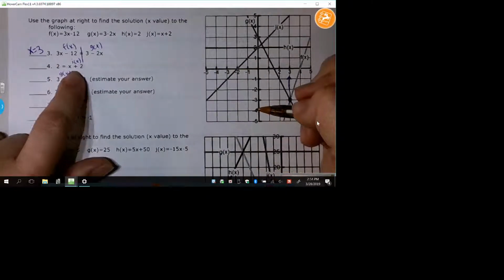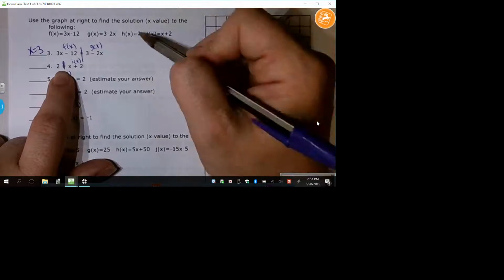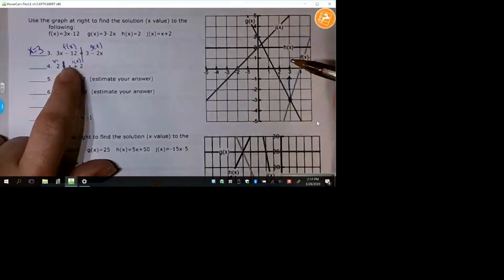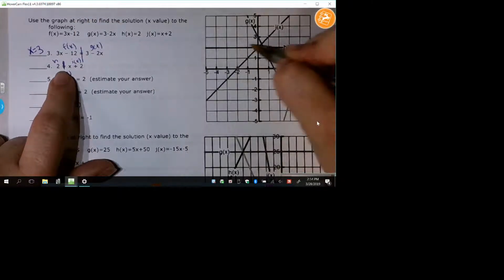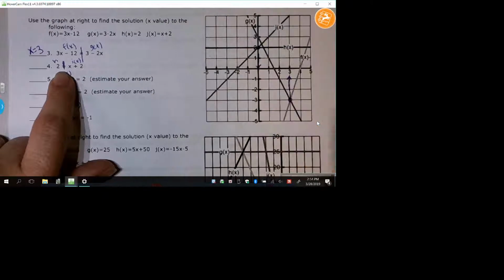Okay. Here is 2 equals j of x. Remember, if it equals something, well, first off, 2 is my h of x. But we're looking for it at a height. So h of x is here, j of x is here, so they touch right here at 0, because x is 0 right here.